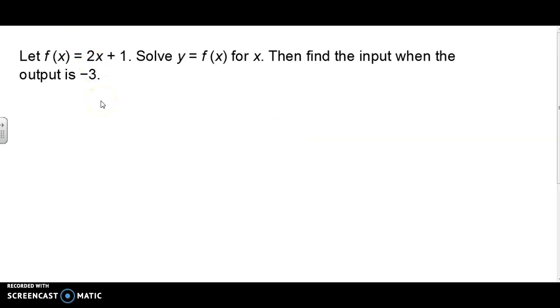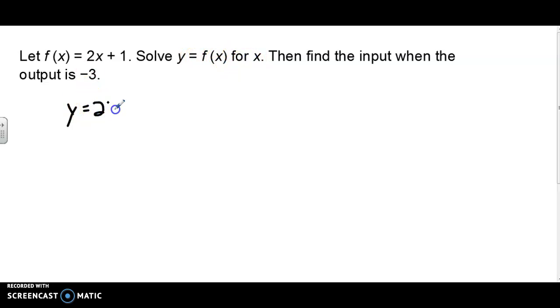So this is really the next step. This is the closest step to writing inverse functions. Once you get this down, writing inverse functions is just one more thing. We're going to do that tomorrow, but today, you've done this before, it just says solve y equals f of x for x. Then find the input when the output is negative 3. So this is what that means. All we're going to do here is change f of x into y, because f of x and y are equal to each other. And then we're going to solve for x.